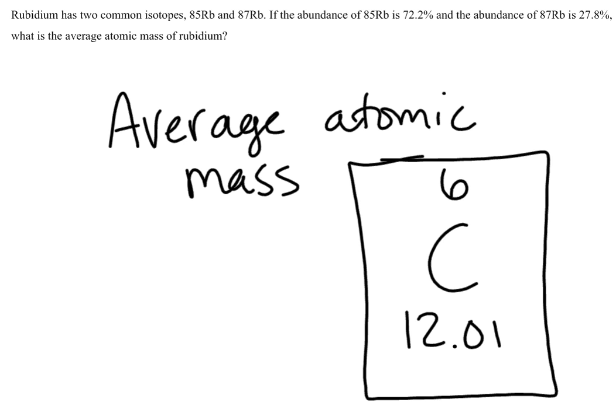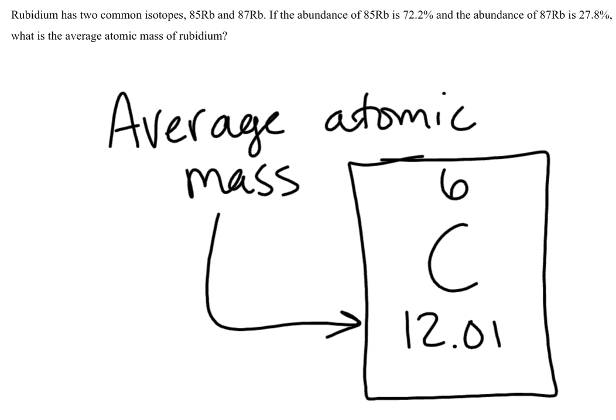Now, hopefully when you look at this you go, well, 12.01, how can you have 0.01 of a neutron or 0.01 of a proton? And of course the answer is you can't, because the mass number is actually an average mass, okay, and it is a weighted average.